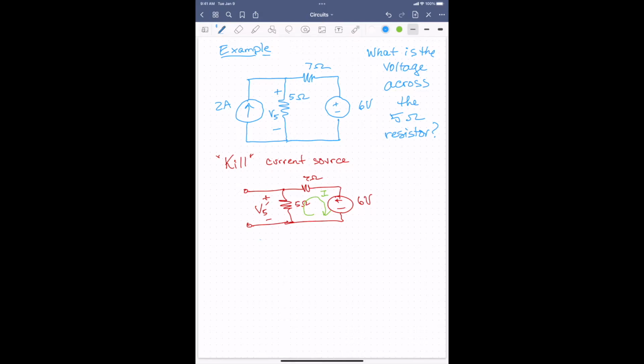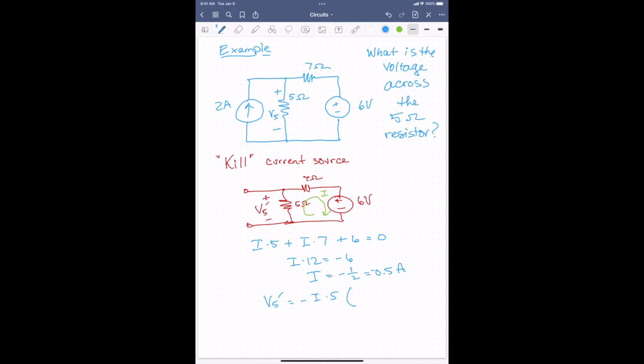So we've got our current I drawn in. We have I times 5 plus I times 7 plus 6 equals 0. So that gives us I times 12 equal minus 6. So I is equal to minus 1/2 amps. Be careful not to lose your signs. And that means that V5 prime, which is what we were looking for, will be equal to minus I times 5. And I did drop my half there. So don't lose your sign.